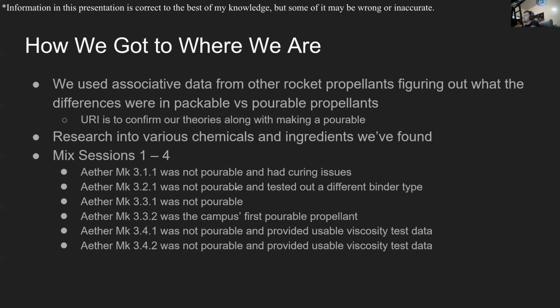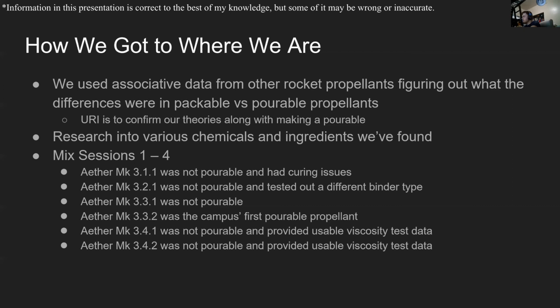Then, how we got to where we are currently. As I was saying before, we used a lot of associative data from other rocket propellants to figure out what the differences were in packable versus pourable propellants. Again, I was just comparing the ratios that were in different propellants, looking at what was different, what things changed, and picking out what we thought affected things most. And then the URI we're doing currently is to just confirm our theories on what ratios we think make a propellant pourable. That's what we're researching right now, doing mix sessions, changing those ratios and just seeing what works.